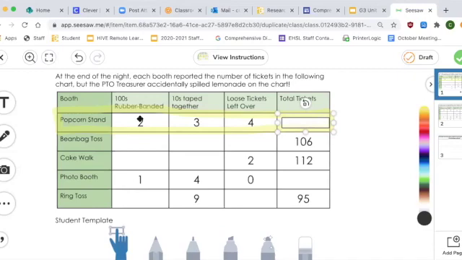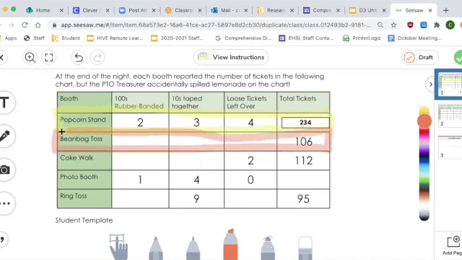Okay, so I have 2 groups of hundreds. So that's 200. I have 3 groups of 10, 10, 20, 30. So that's 30. And I have 4 leftover tickets. All right, I found the total number of tickets. Now, for the beanbag toss, it's highlighted in orange right now. The only information I have is the total number of tickets.